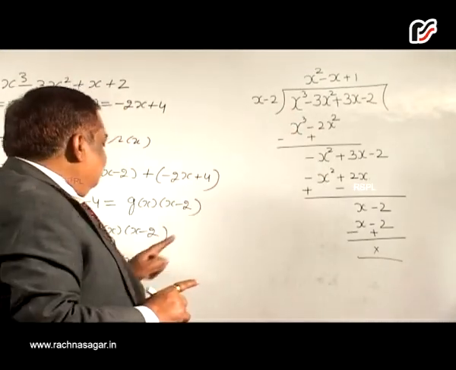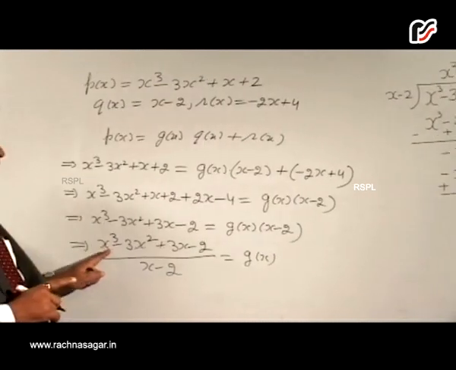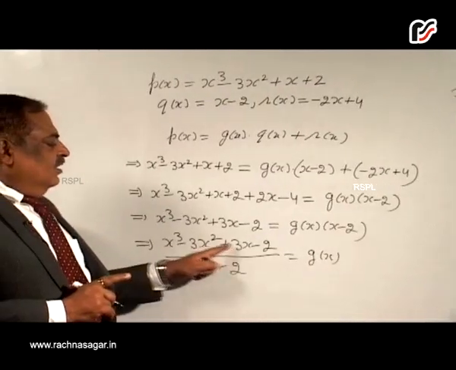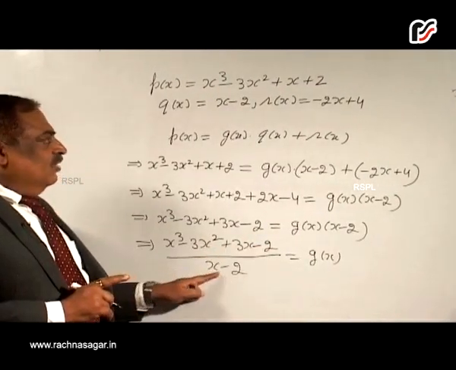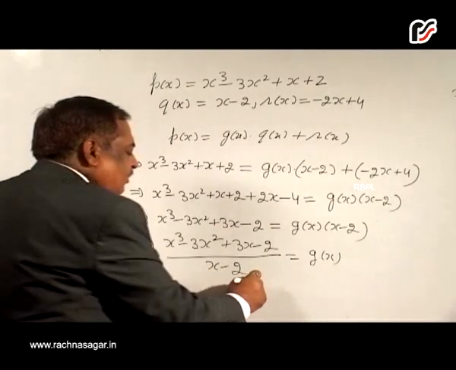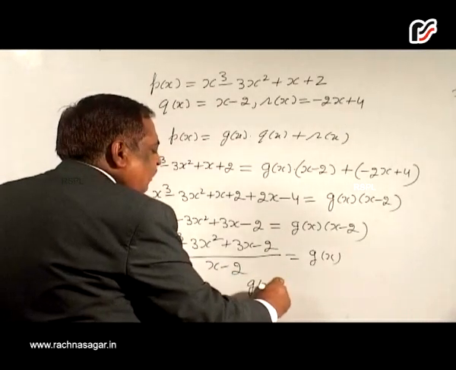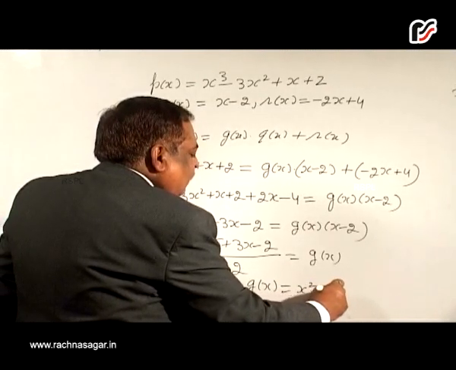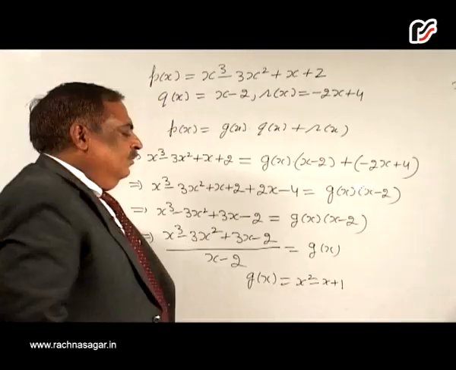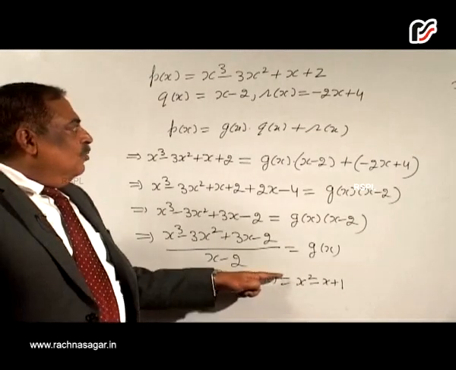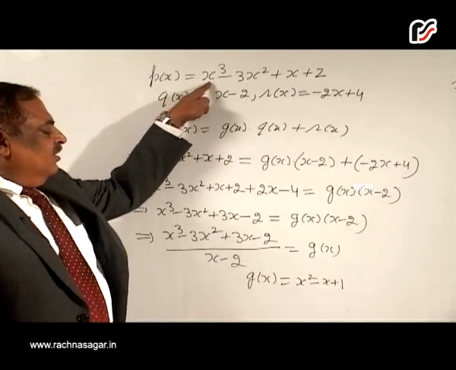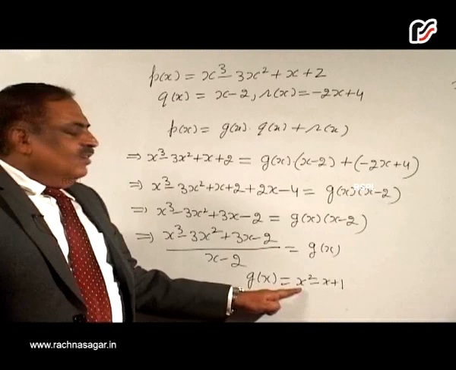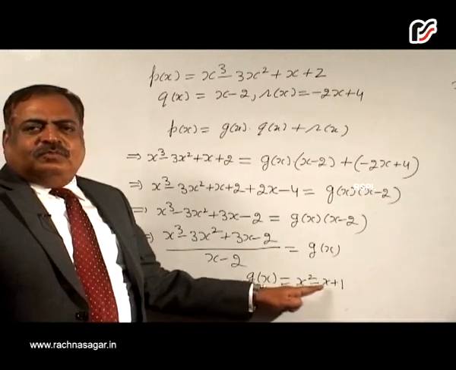Therefore, when we divide x cube minus 3x square plus 3x minus 2 by x minus 2, we get g(x) equals x square minus x plus 1. So hence the polynomial by which p(x) is divided, according to the question, is x square minus x plus 1.